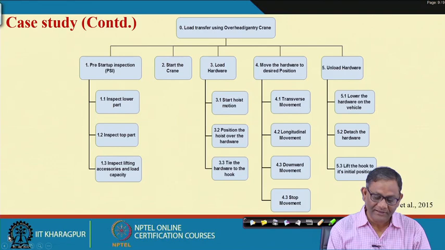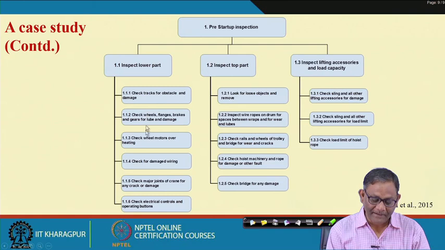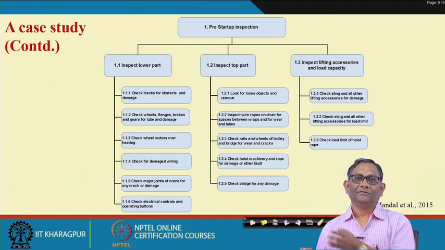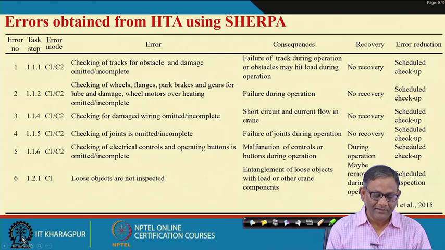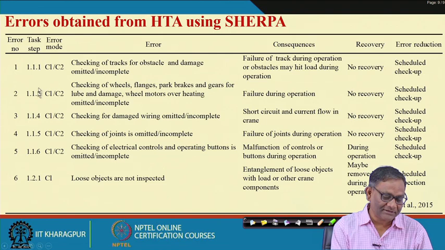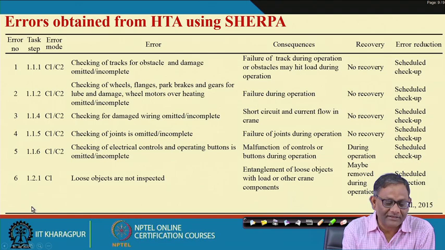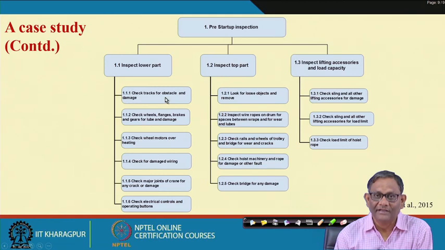If I say this is the main task, overall task, these are the subtasks, this is sub-subtask, then this is elemental task. If we do not further break down to the lower level, at the lower level I am calling it the elemental task. In this manner, the total elemental tasks were computed. So, error number, then task type, error mode. Then what we have done basically, for every elemental task like 1.1.1, check tracks for obstacle and or damage.